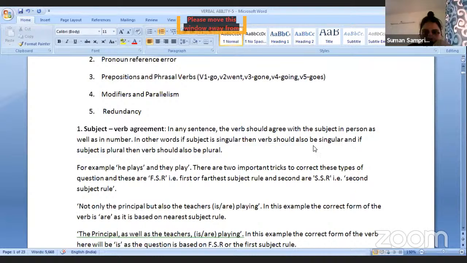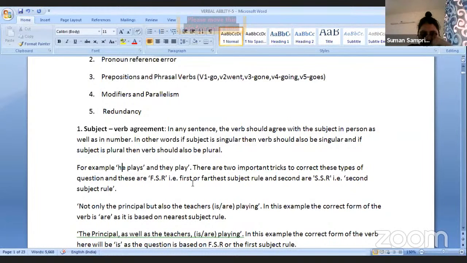Now moving on. When you say he plays, this he is third person singular number. So that is why we are going for verb 5. And they is third person plural, and the verb is play here. That applies when you are using present simple tense. And for other verbs, it is 'is' or 'are'. For example, here.